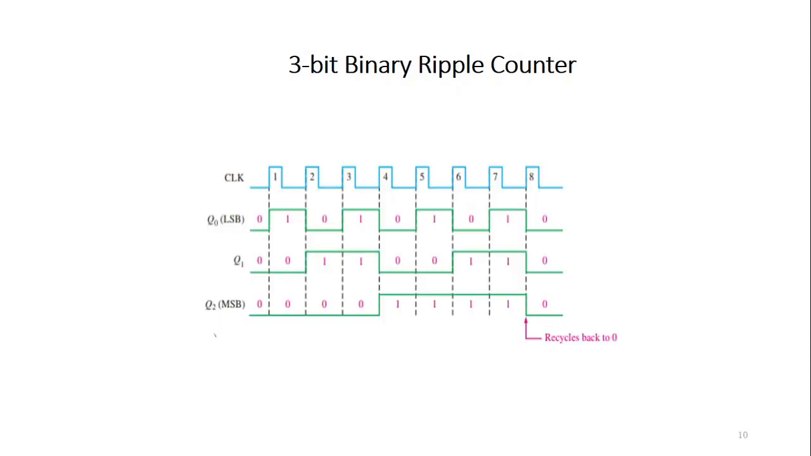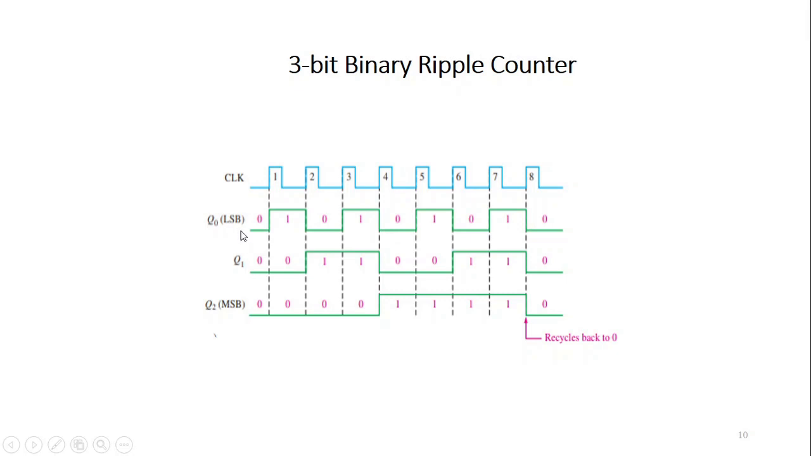This is the timing diagram for a 3-bit binary ripple counter. Here first it shows the clock signal. This is a periodic signal. This denotes the first clock pulse. Now the second, third, fourth, fifth, sixth, seventh and eighth clock pulses are shown.